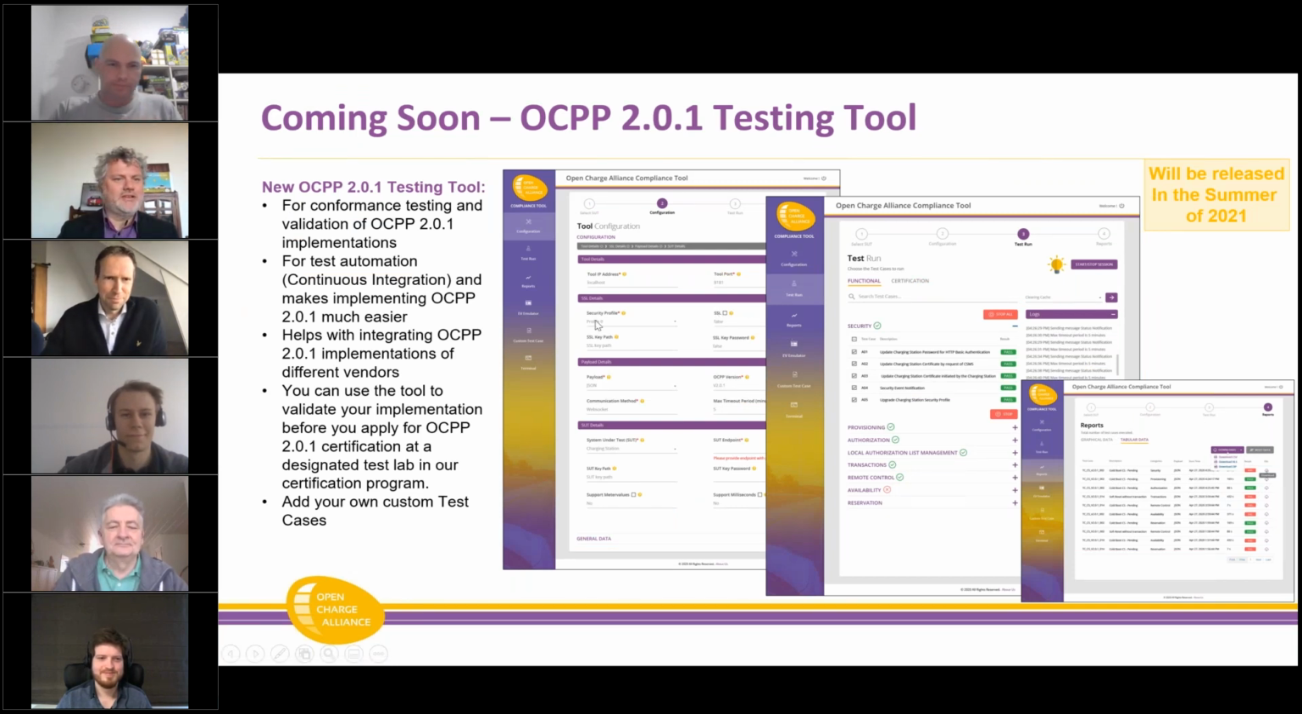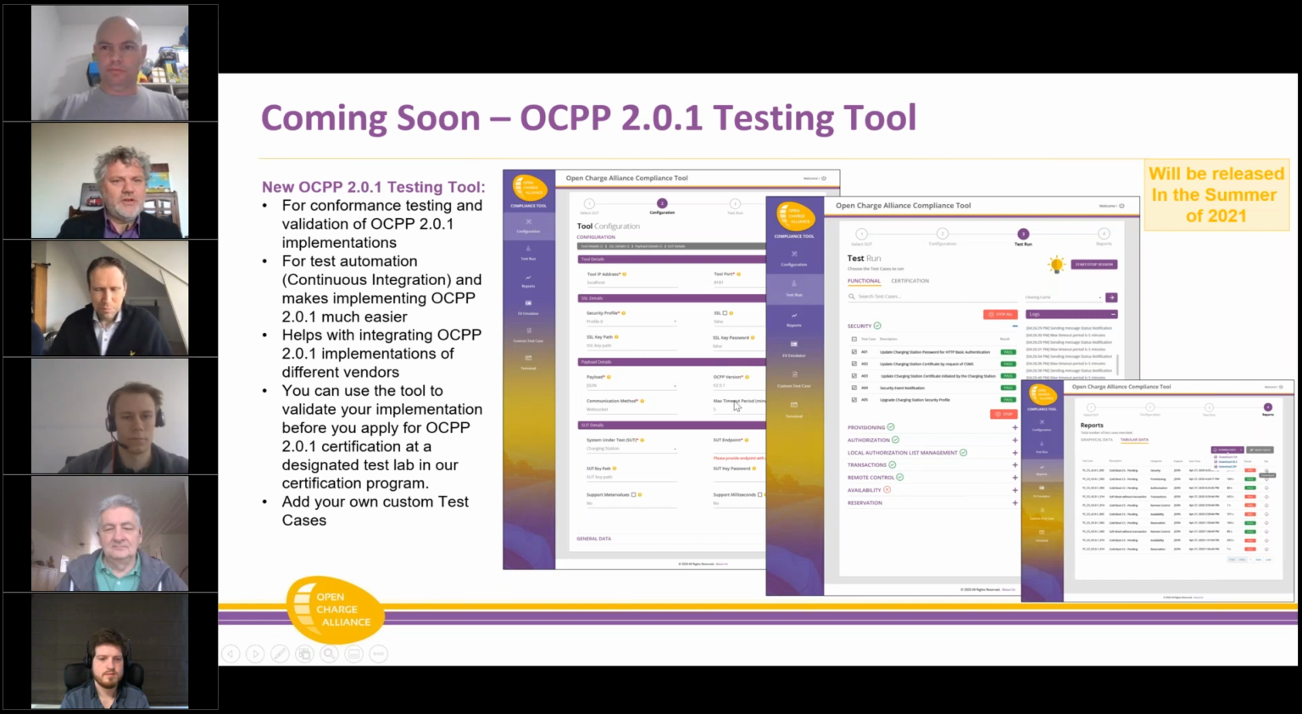Because we are very delighted to announce that we will be landing an OCPP 2.0.1 testing tool this summer. For those not familiar with it, we already have an OCPP 1.6 testing tool. And just like that one, this is for conformance testing and validation of OCPP 2.0.1 implementations. So you can test automation and make implementing OCPP 2.0.1 much easier. We will have this ready on our website, so please check that out during the summer. But we will also release our newsletter regarding this.